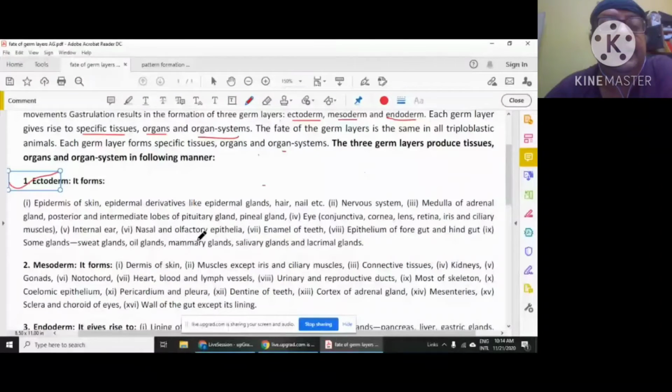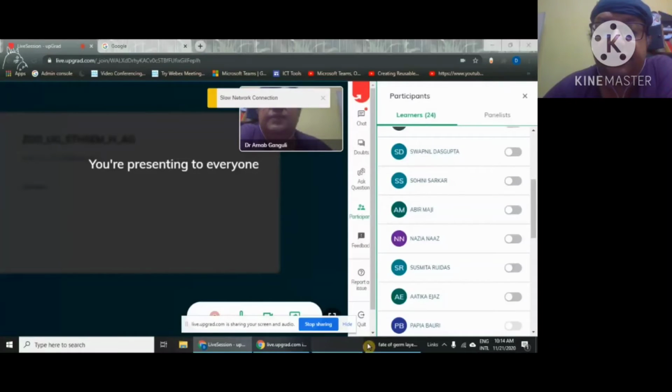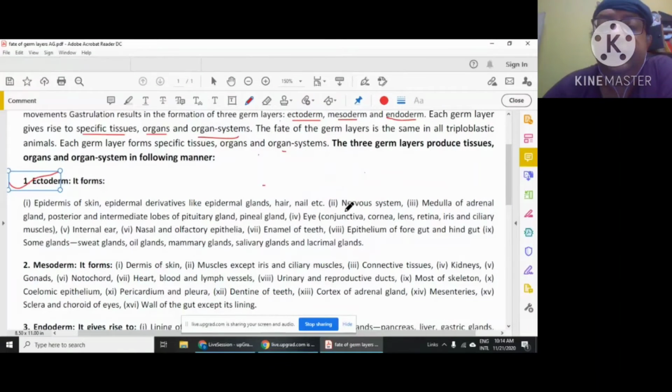It forms the epidermis of the skin. Then epidermal derivatives like glands, hair, nails, and in cows and goats, horns and hooves. Then the ectoderm gives rise to the nervous system.